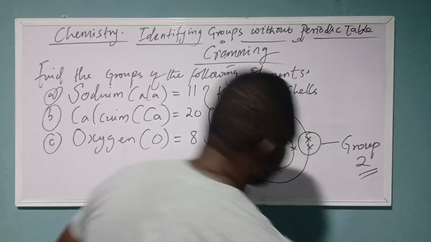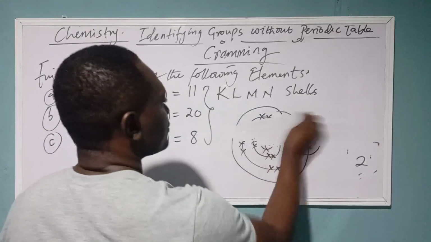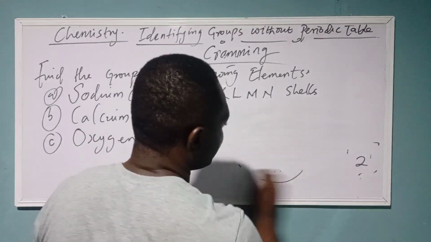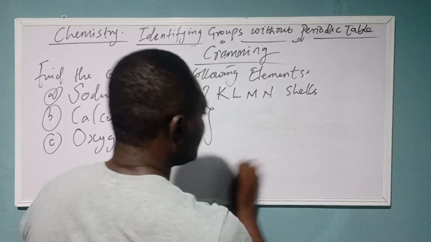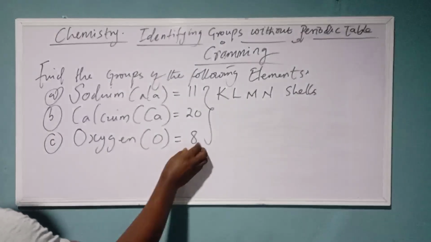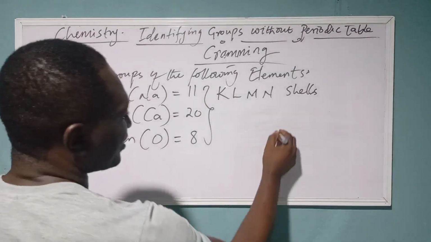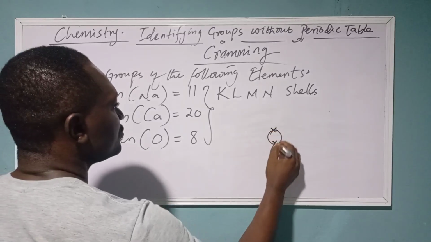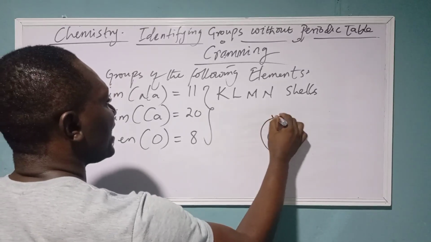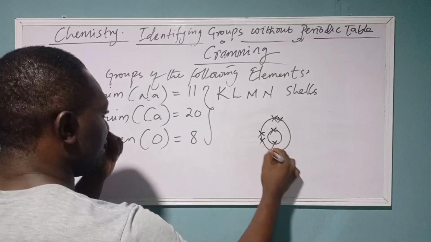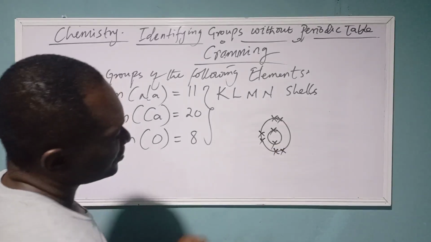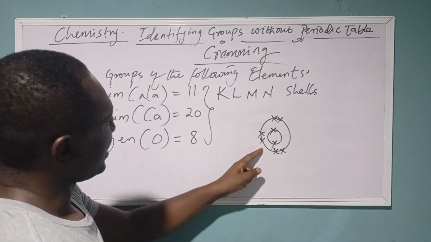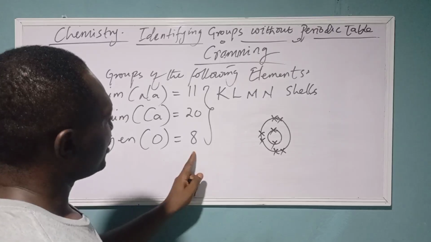Now let's do for oxygen. Oxygen has 8 electrons, right? So let's see. For the first shell, it has only 2. For the second shell, it has the remaining value, which is 6, and it's complete 8 now.